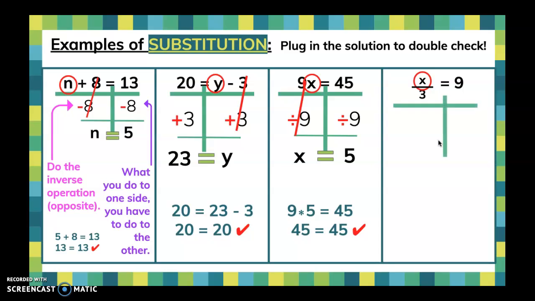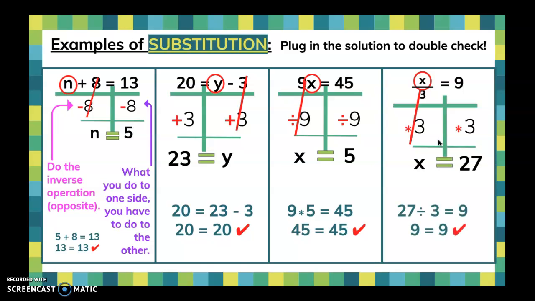Let's look at our last example, x divided by 3 equals 9. What is the inverse operation of division? Well, the opposite would be multiplication. So I need to multiply by 3 on both sides to get rid of the division by 3. That cancels out on the left, leaving the variable by itself. It's isolated, which is what I wanted. And 9 times 3 is 27. So checking my work, if I plug it in, 27 divided by 3, does that equal 9? Yes, it does. It is an appropriate solution.